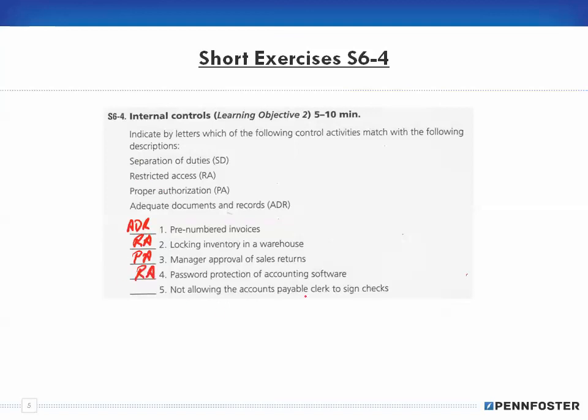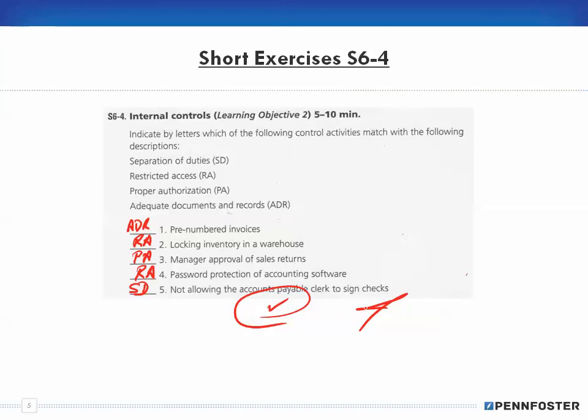And then number 5, not allowing the accounts payable clerk to sign checks. That is a separation of duties. If the payable clerk is signing a check, they can write as many checks as they want. But by having two people in the loop, the accounts payable clerk creates the check, and a different individual signs it, then the accounts payable clerk doesn't have complete control.